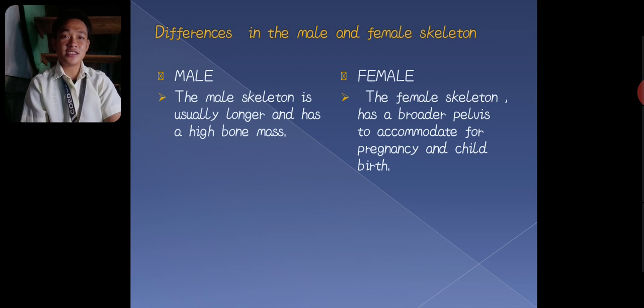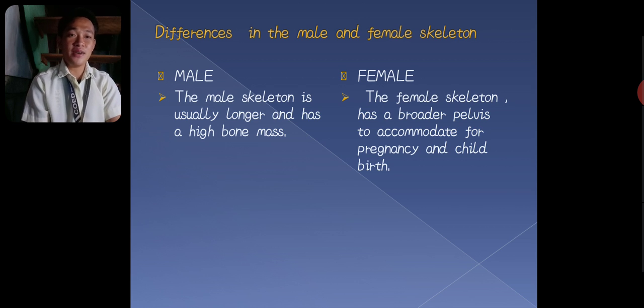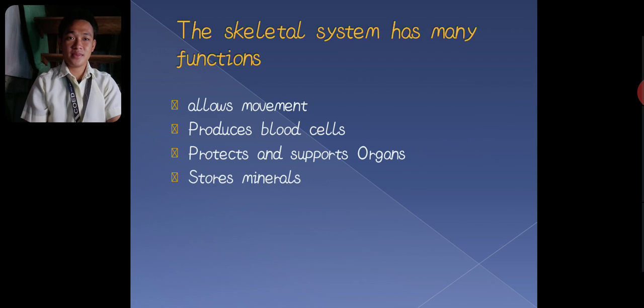So, sa differences in the male and female skeleton. Sa male, the male skeleton is usually longer and has a high bone mass. So, sa female, their female skeleton has a broader pelvis to accommodate for pregnancy, childbirth. So, the skeleton has many functions.